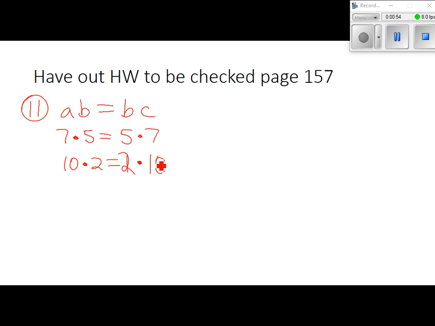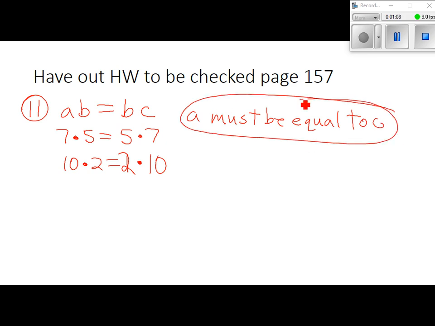Anybody catching on to anything here? C will equal to... So A must be equal to C. Is that a pretty good conjecture? Okay. Next question.